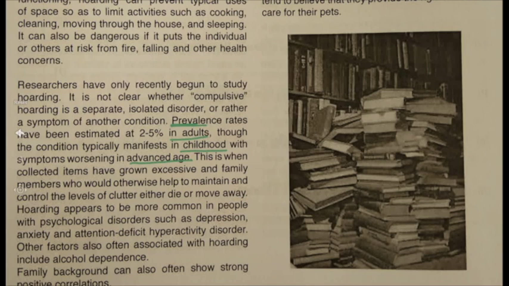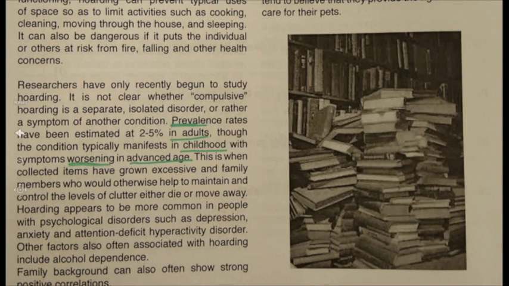The prevalence rates have been estimated at 2 to 5% in adults. Well, that's not so much. 2 to 5% in adults. Basically, we cannot say those are the most vulnerable ones. And then they also continue to say that though the condition typically manifests in childhood, which means that it starts showing in childhood age. All right, well, we can consider that one, with symptoms worsening in advanced age.